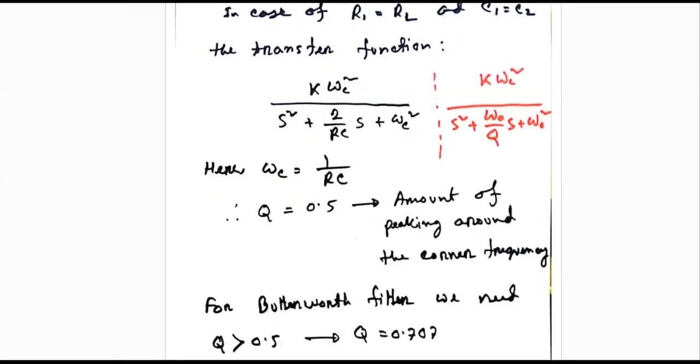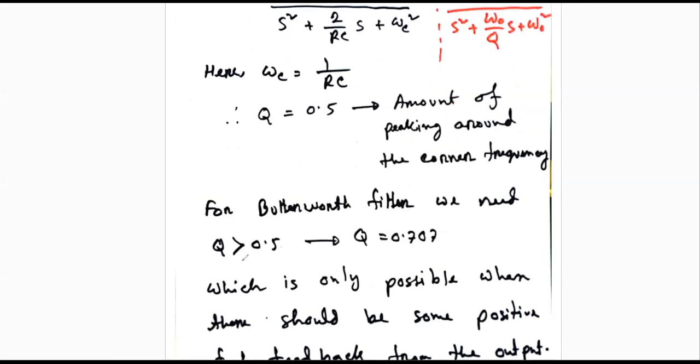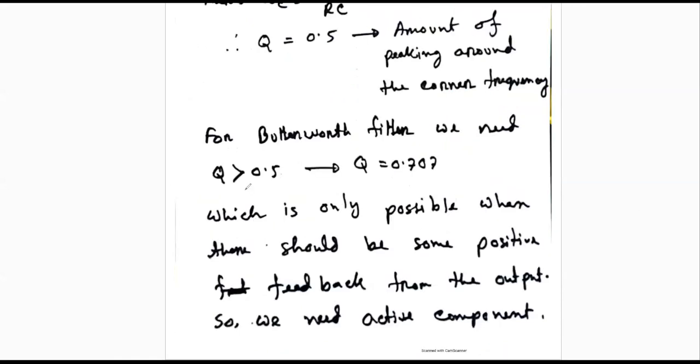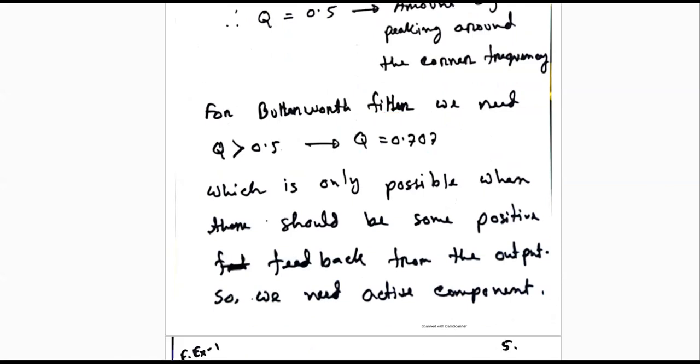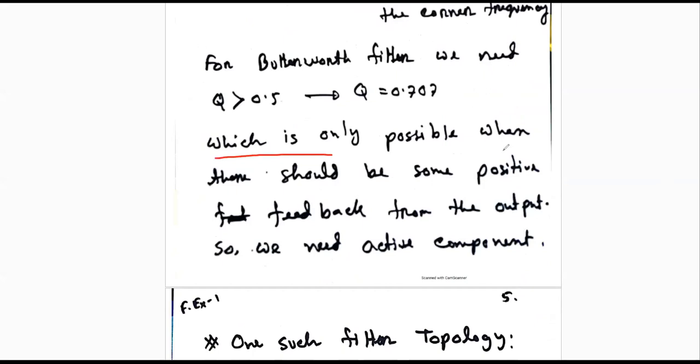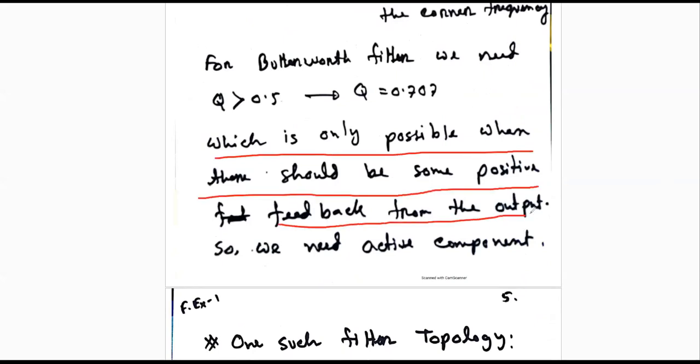This is because the gain peaking is low. For a Butterworth filter, we need more than 0.5. You are correct that we need more than 0.5, and from the graph we found that it should be 0.707. Now, this is only possible when there is some positive feedback from the output. So we need an active component.